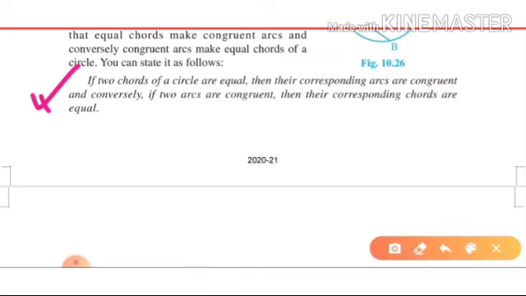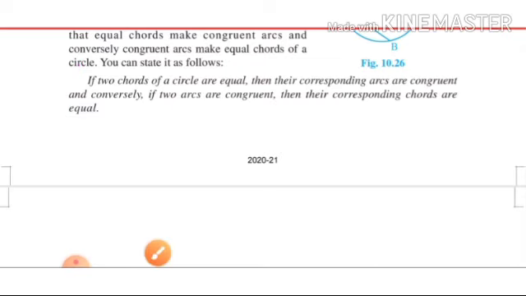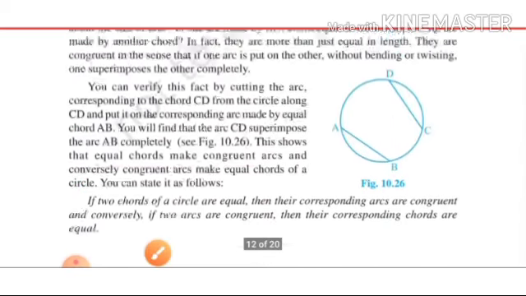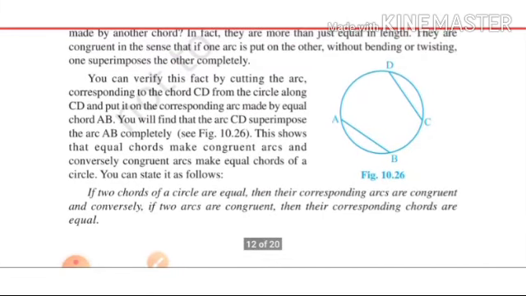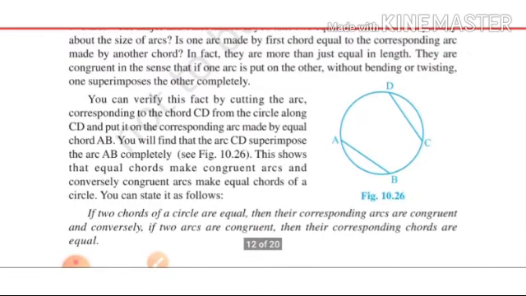I'll first read out what this is exactly saying. If two chords of a circle are equal, then their corresponding arcs are congruent, and conversely, if two arcs are congruent, then their corresponding chords are equal. That means we will consider two chords in a circle.